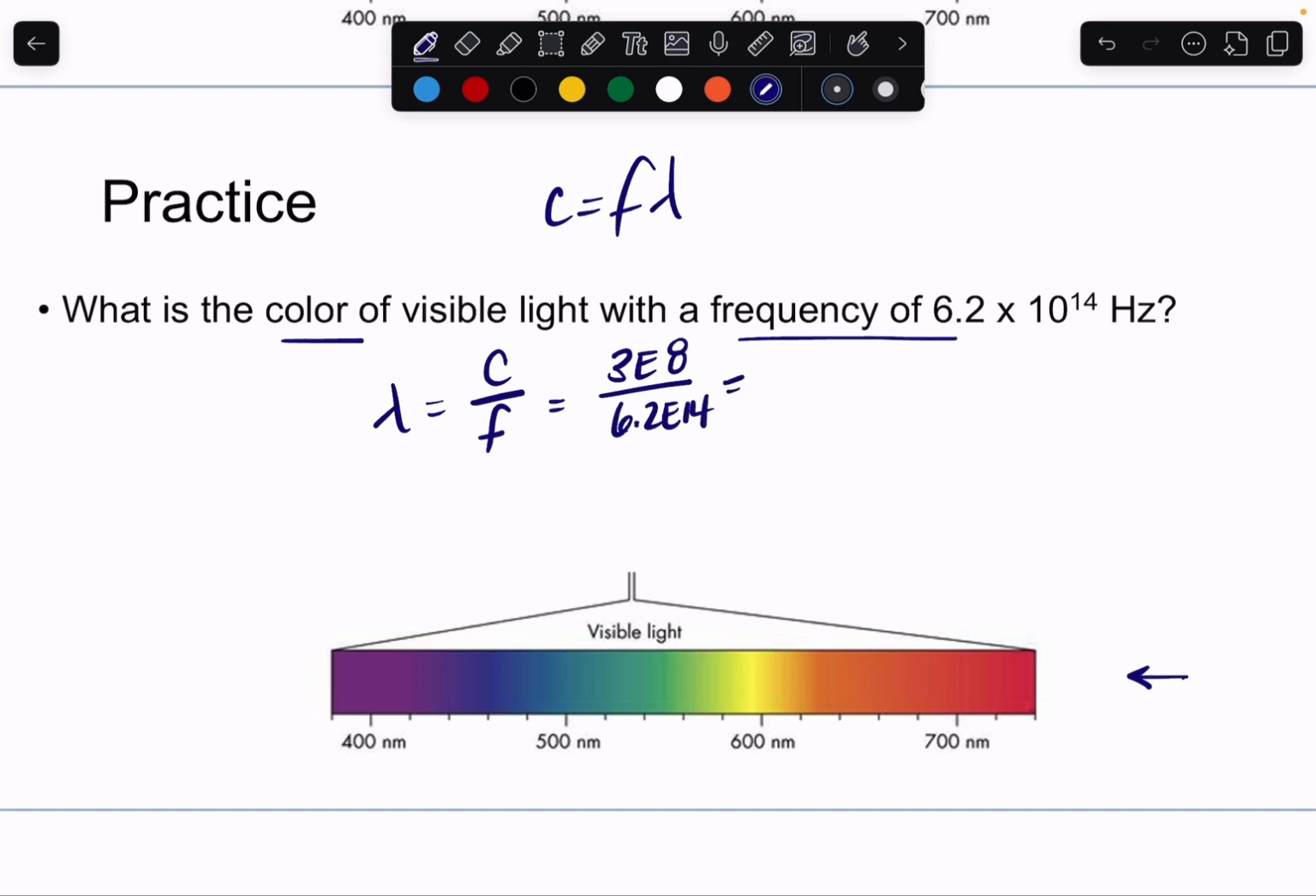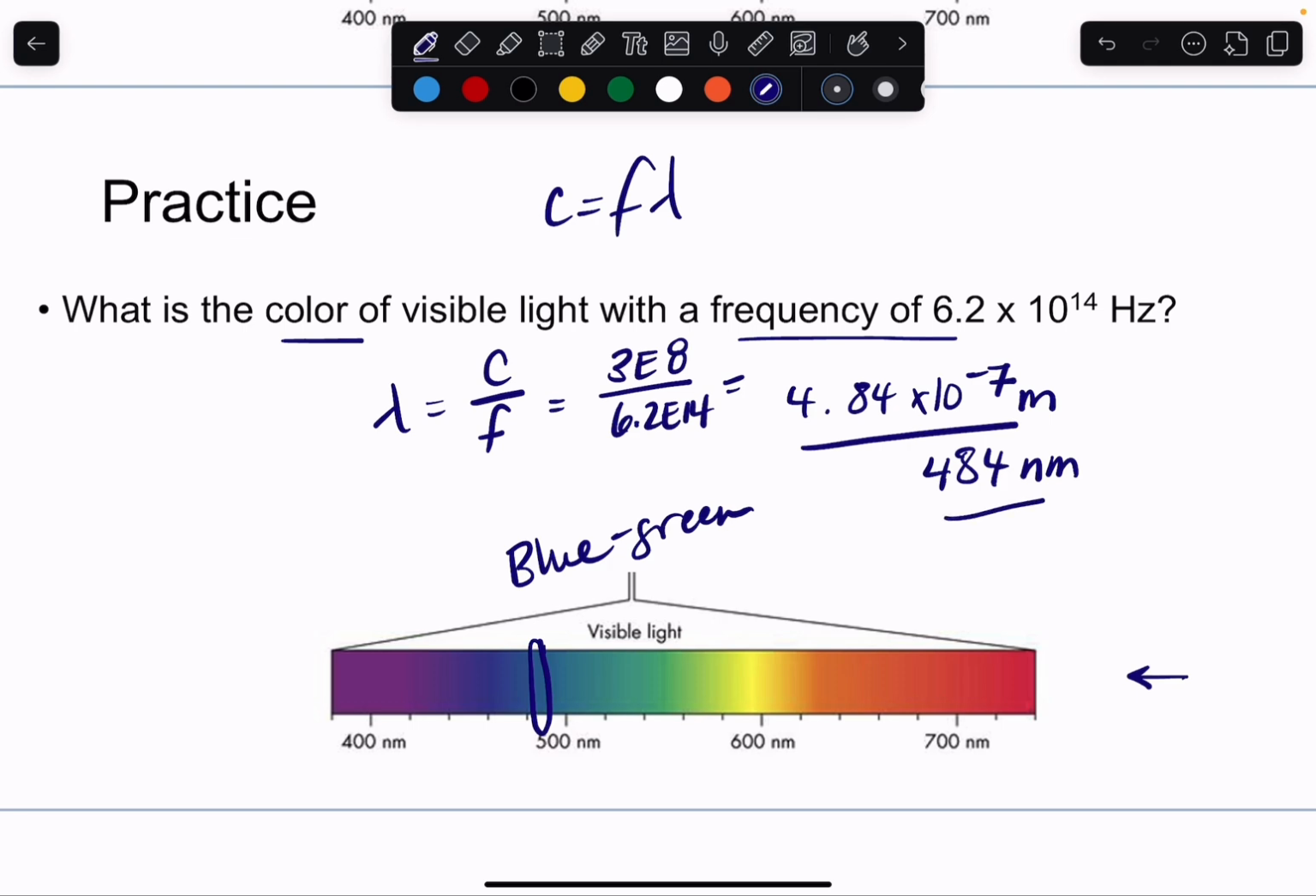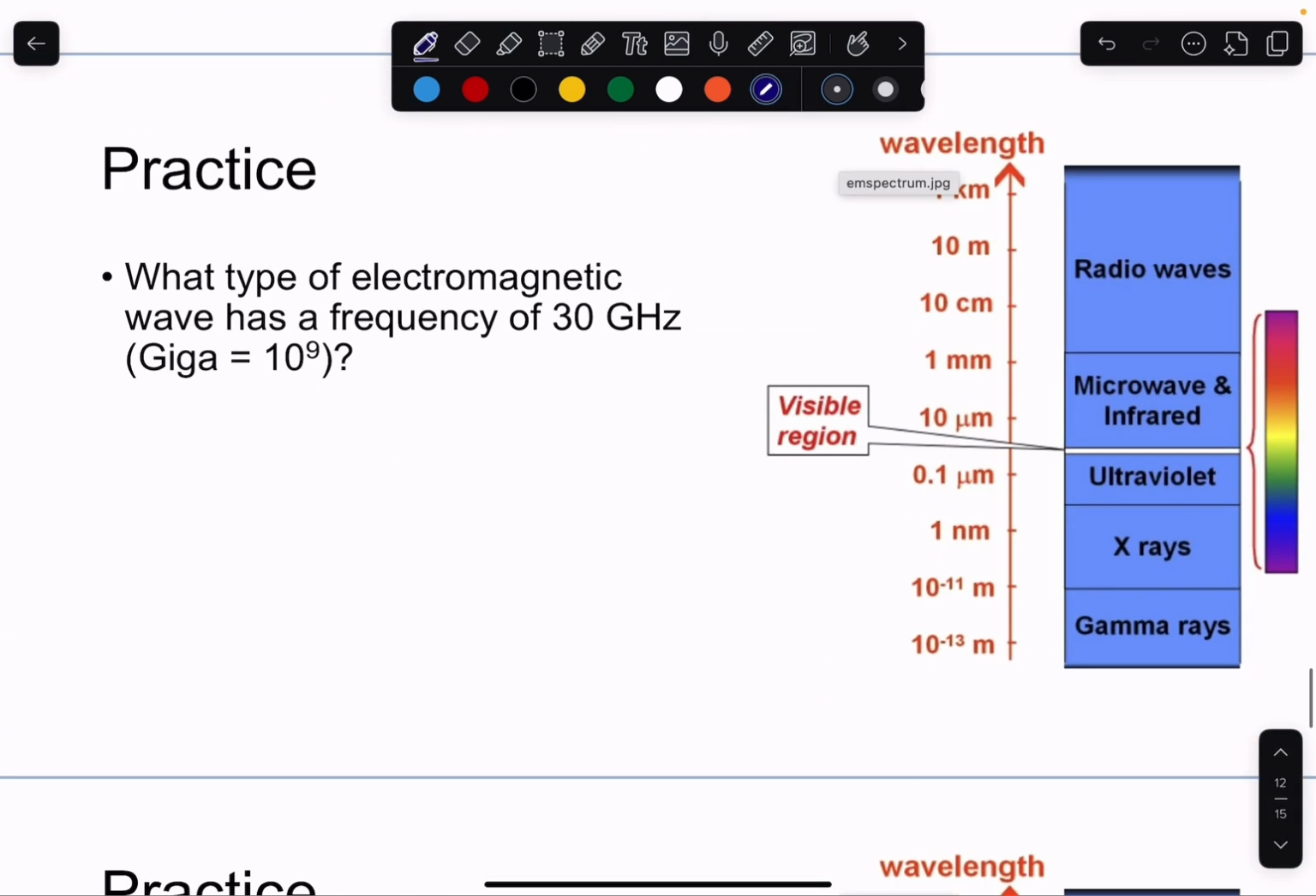When I put that in, I get 4.84 times 10 to the negative 7th, and that's in meters. And this is what my calculator gives me, which is proper scientific notation, but to convert that into nanometers, a nanometer is times 10 to the negative 9th. So that's going to be 484 nanometers, which we practiced earlier. 484 is right about here. So blue-green-ish. Again, pause and make sure you can get this and you know how I got this.